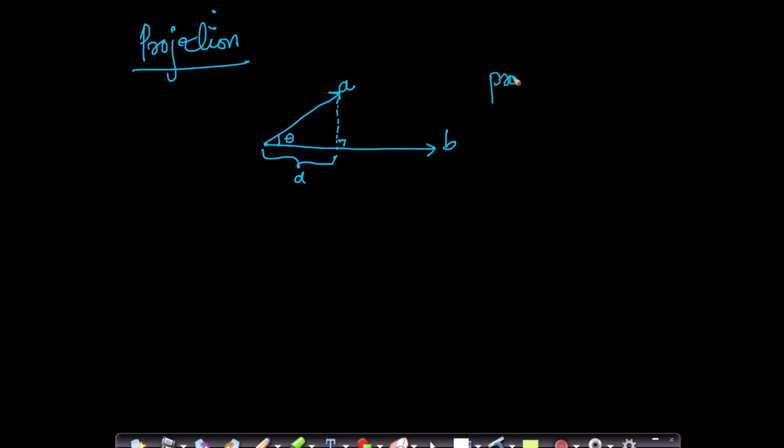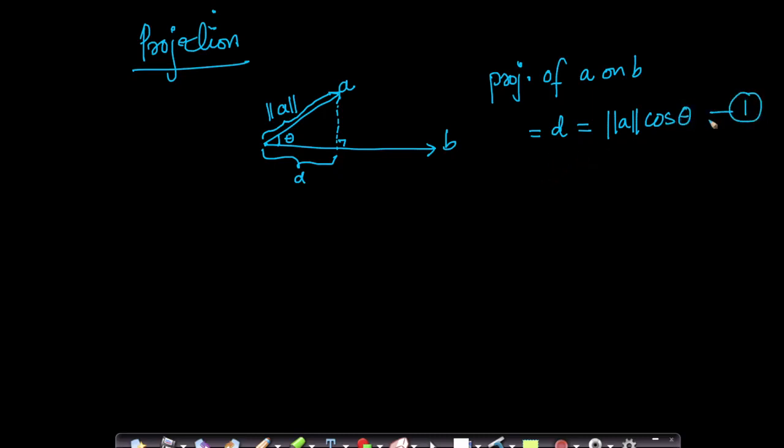So the projection of vector A onto vector B, geometrically, is nothing but D here. And what is D? If the length of this is A, and this is theta, we know that D is nothing but A cos theta. Let's call it equation 1.